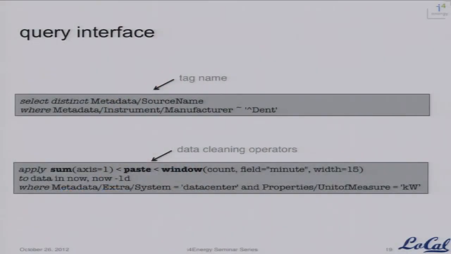On the cleaning side, we allow applications to pass along a pipeline of operators that'll get applied to the data on the way back to them. A really common thing that people want to do is add up a bunch of data. So the data center power is the sum of these 5 racks. Add it up for me. And that implies that you re-window it, because in order to add up time series data, you need to make the timestamps line up.